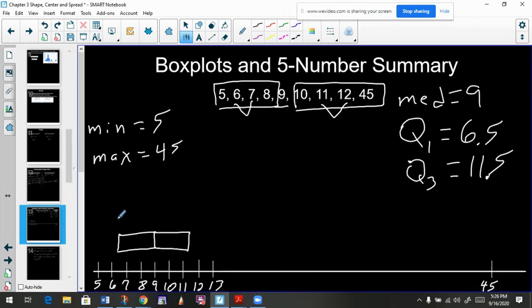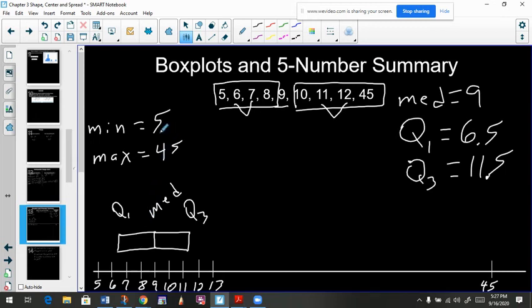Okay, so the lower end of the box is quartile 1. The middle of the box is the median, and the upper end of the box is quartile 3, or the upper quartile. Now, basically, this represents the middle 50% of your data. So what we're saying here is 50% of our data falls between 6.5 and 11.5. Each section of a box and whisker plot represents 25% of our data. So we've got to finish the rest of the sections.